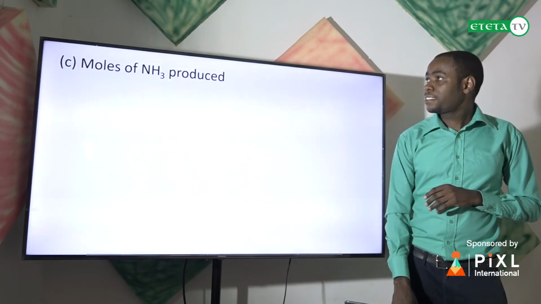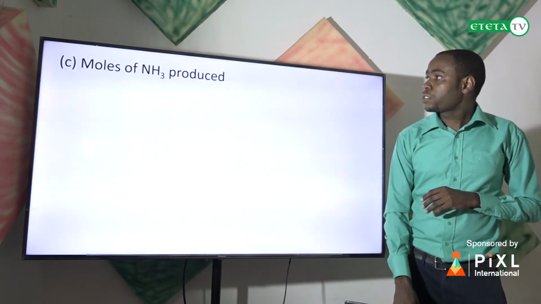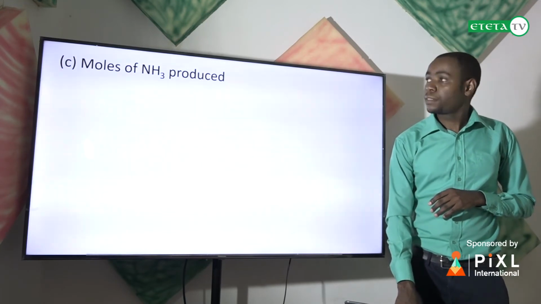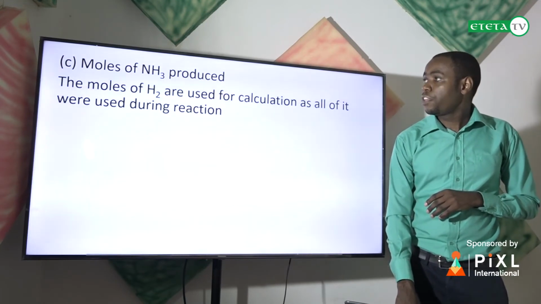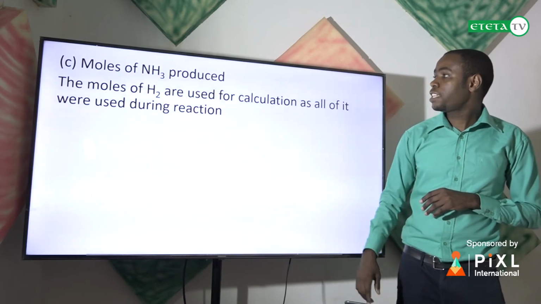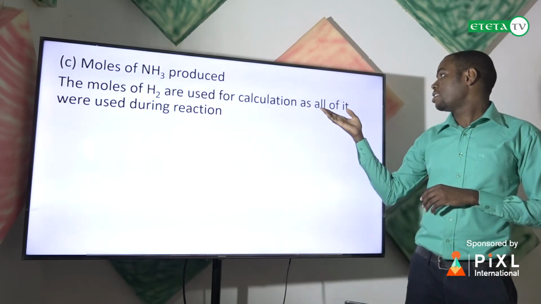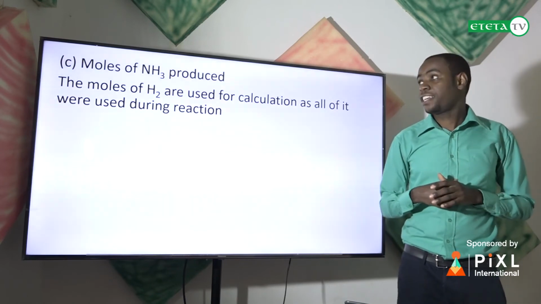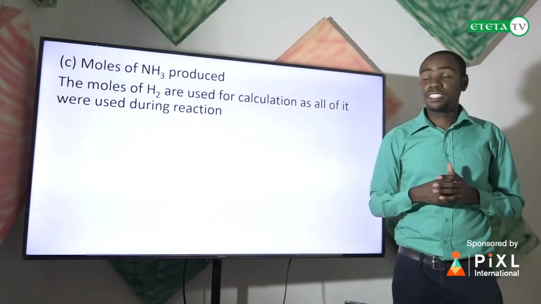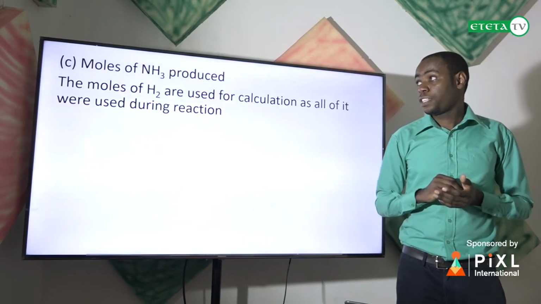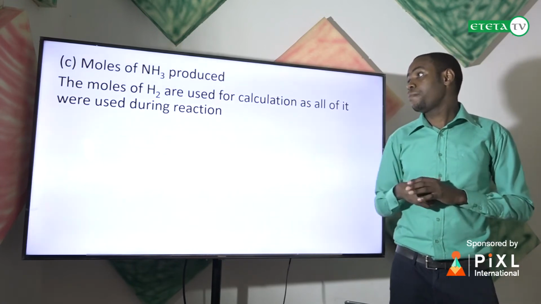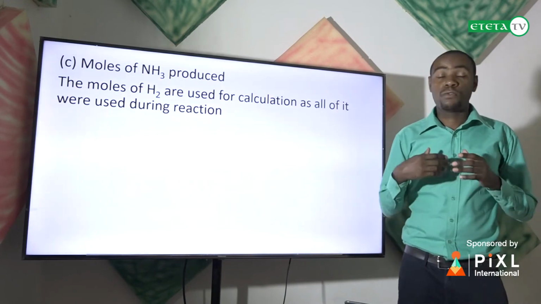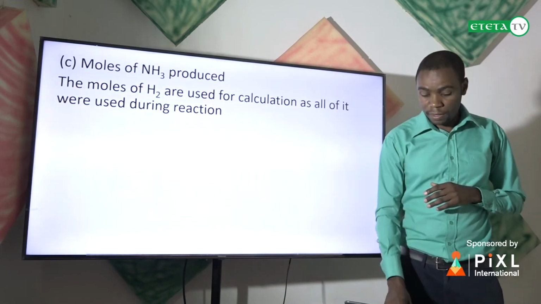Number C says the number of moles of ammonia gas produced. How? The number of moles of hydrogen is used to calculate, as all of it was used during the reaction. As I said, the hydrogen gas is present in smaller amount. In that case, this hydrogen gas will be used to calculate the number of moles of ammonia produced.